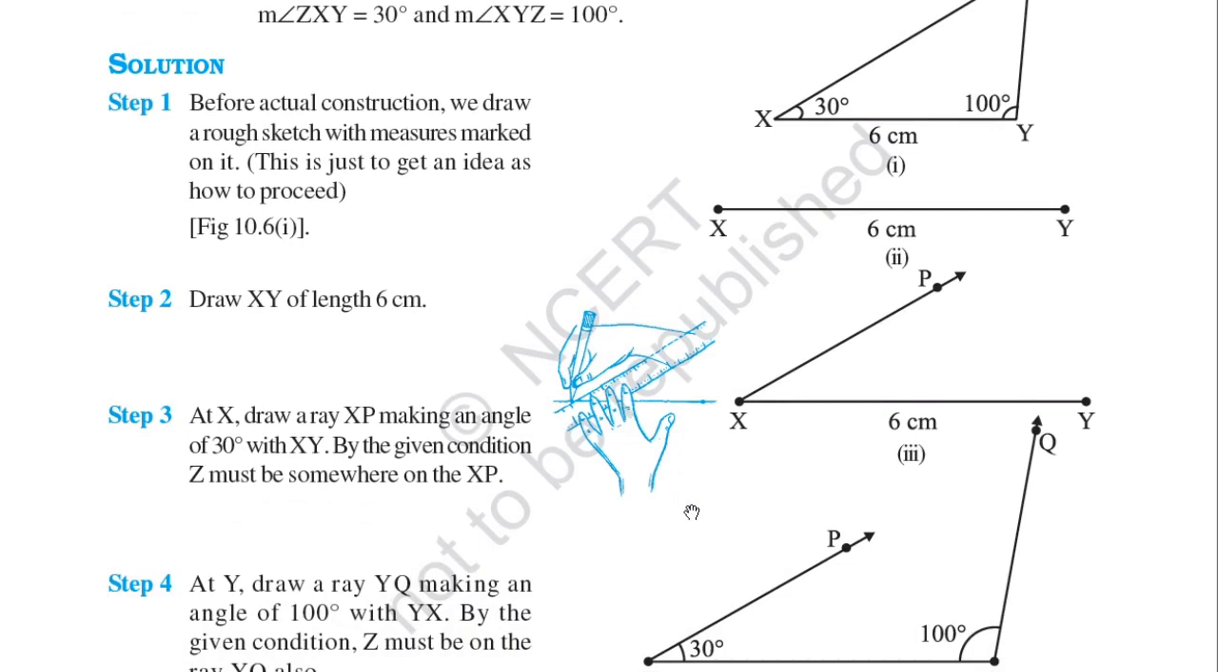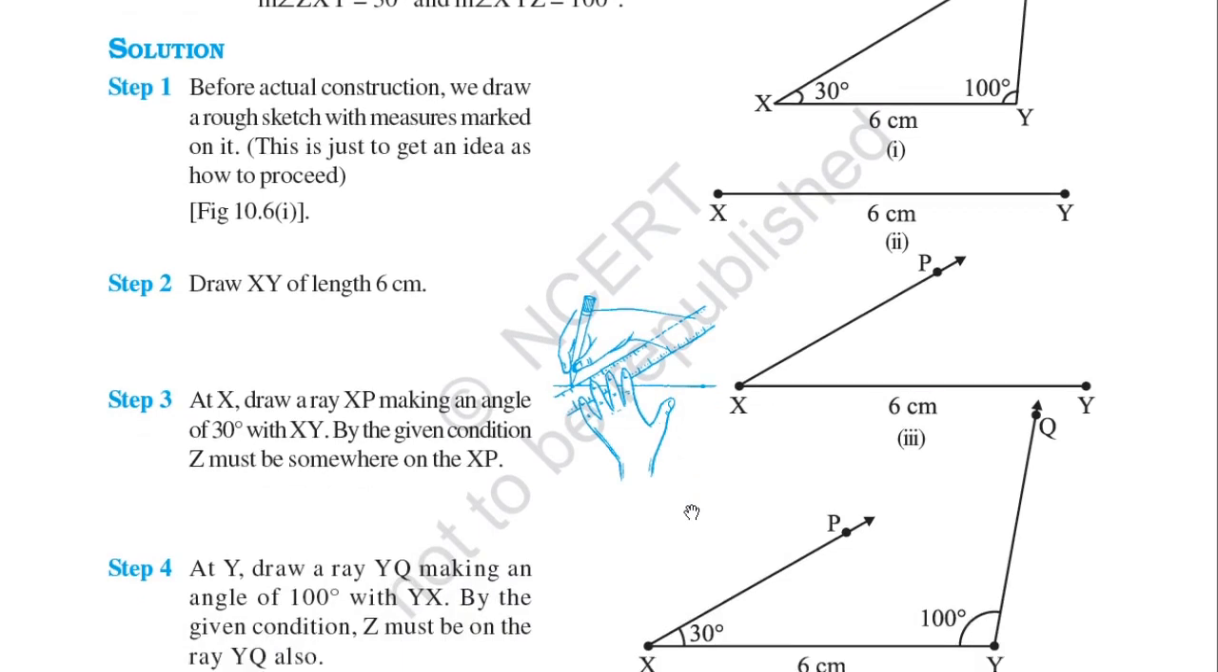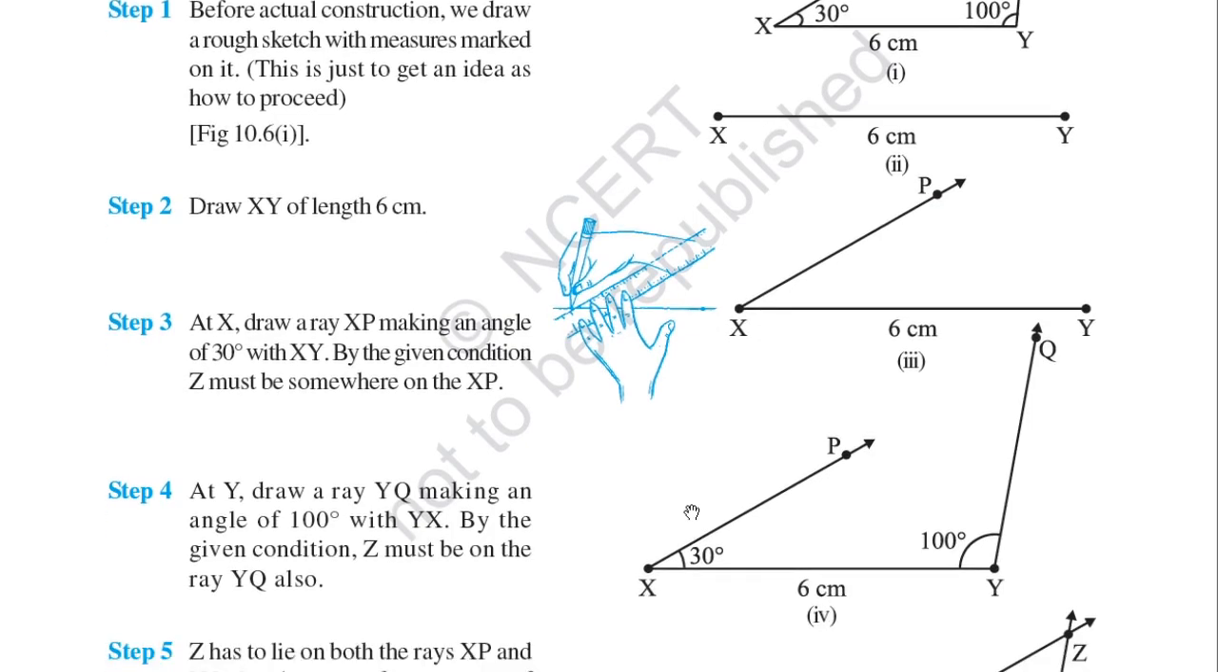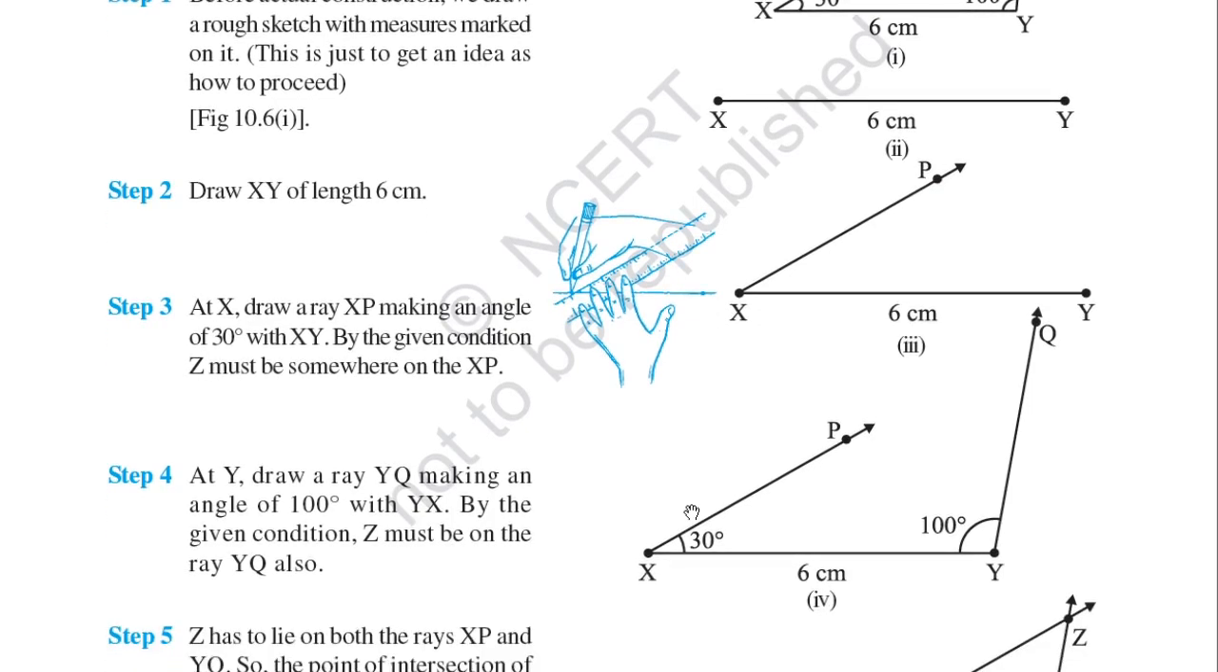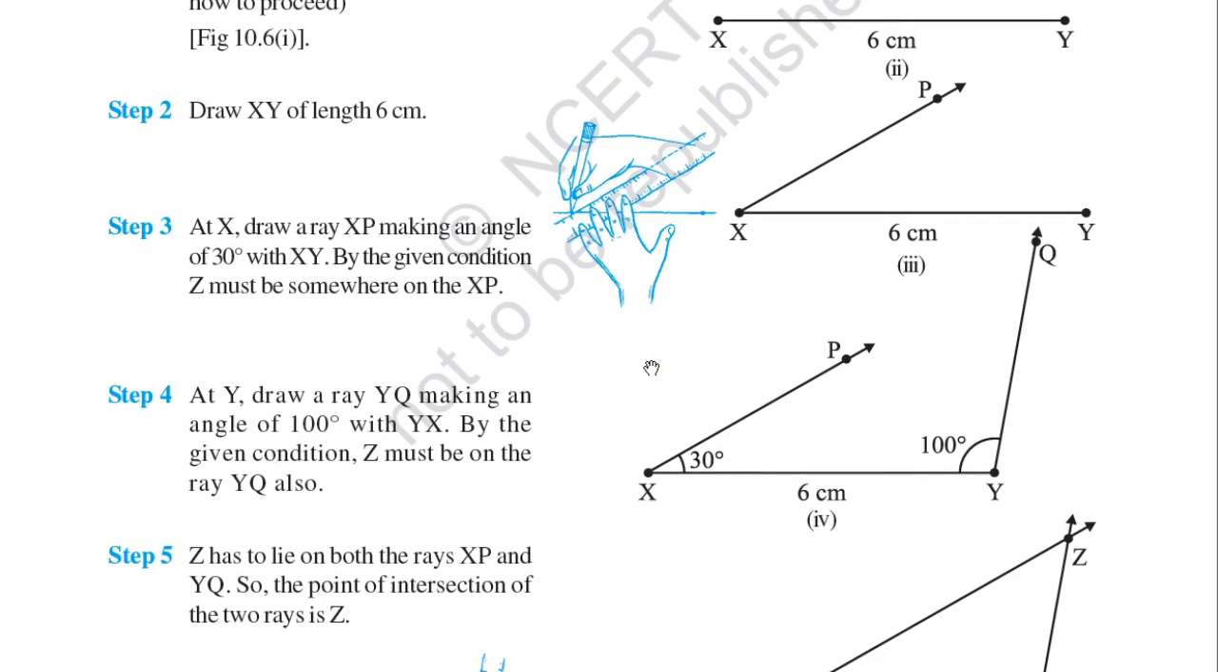Step 2, draw XY of length 6 cm. So they have drawn XY of 6 cm. At X, draw a ray XP. So you can see they drew a ray XP making an angle of 30 degrees with XY. By the given condition, Z must be somewhere on XP. So what will we do?